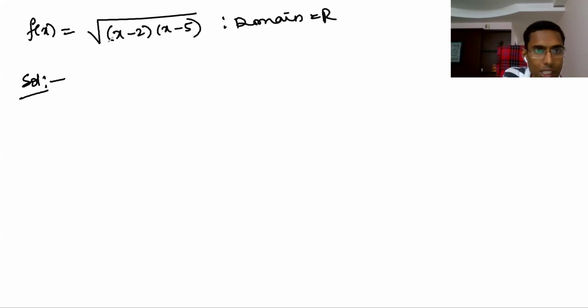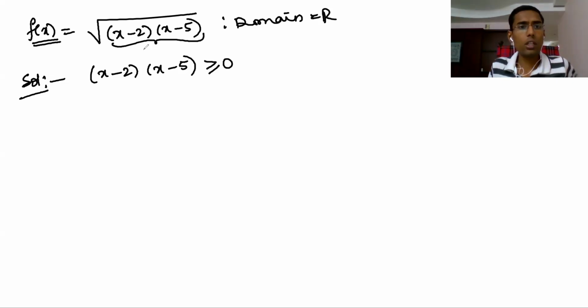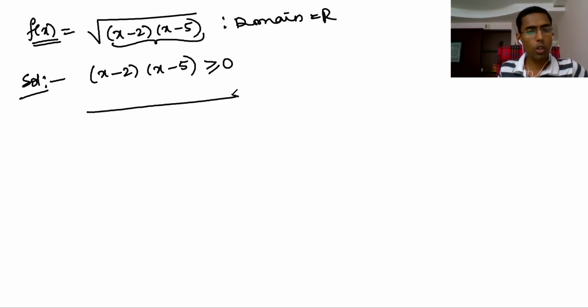So the first thing I'm saying is, whatever is there inside, that part should be greater than or equal to 0. If the inside part is less than 0, the root of a negative is not defined. For f of x to be defined, whatever is inside should be positive or 0. So (x minus 2)(x minus 5) should be positive or equal to 0. It should not be negative. So now, how do you solve this one? There is a process to solve this.